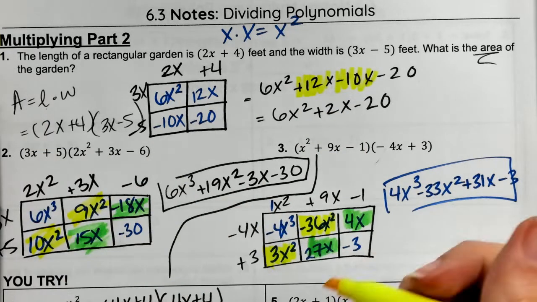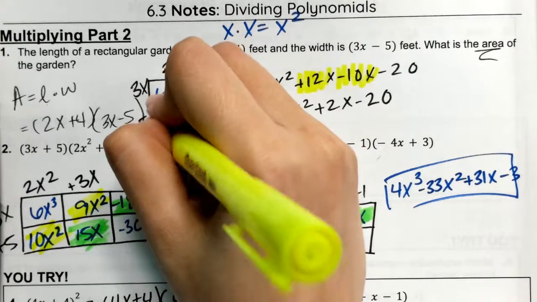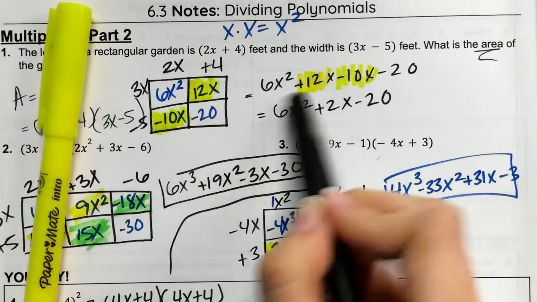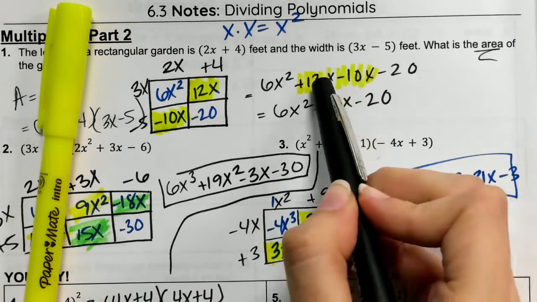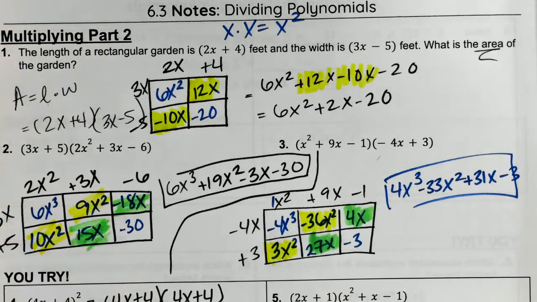Or some shortcuts I end up using later in the notes. Your diagonals always end up being your like terms. So notice this has no diagonal, stays the same. This has no diagonal, stays the same. However, the 12x and the negative 10x ended up being the two terms that combine. So that's a little shortcut you can do.